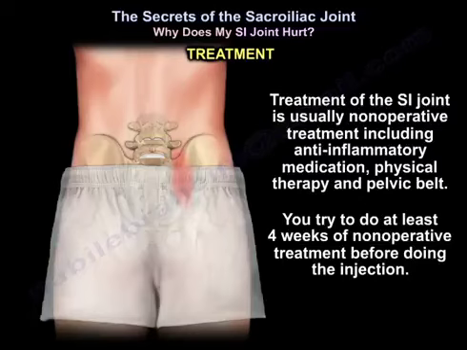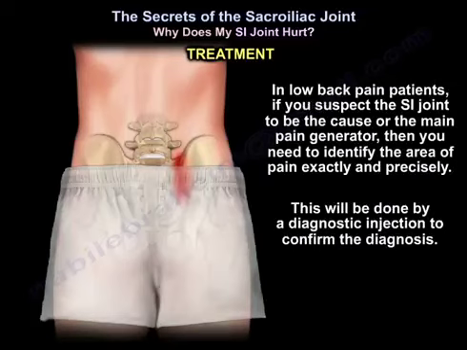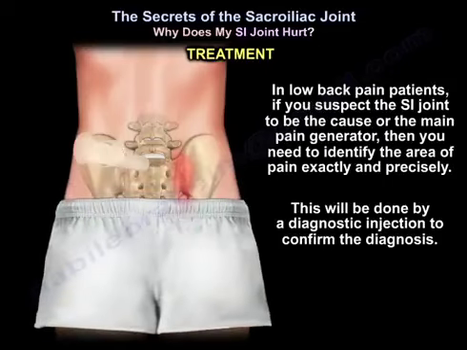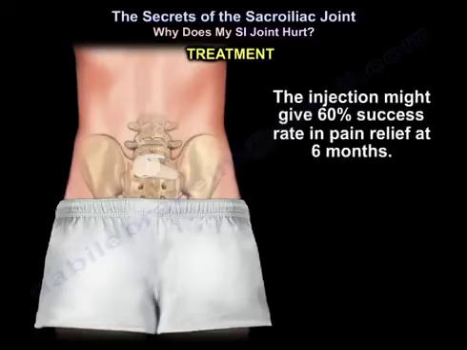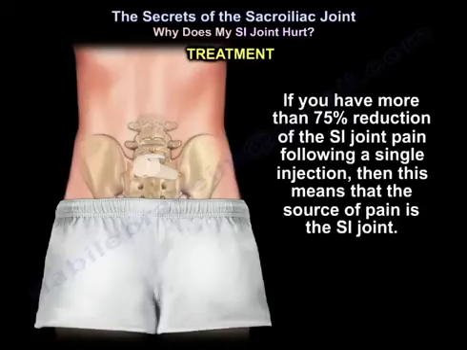You try to do at least 4 weeks of non-operative treatment before you do the injection. In low back pain patients, if you suspect the sacroiliac joint to be the cause or the main pain generator, then you need to identify the area of pain exactly and precisely. That will be done by a diagnostic injection to confirm the diagnosis. The injection might give a 60% success rate in pain relief at 6 months. If you have more than 75% reduction of the sacroiliac joint pain following a single injection, that means the source of pain is the sacroiliac joint.